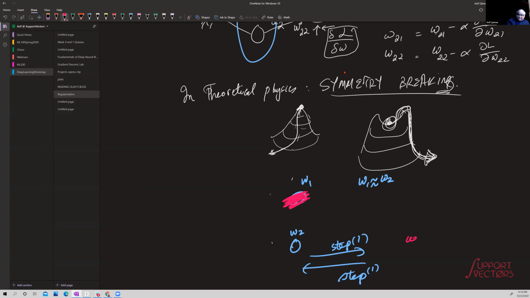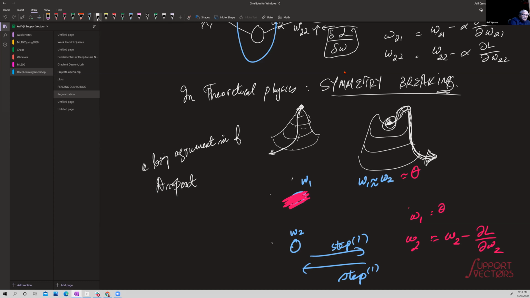So W2 will go to W2 minus whatever the loss gradient with respect to W2 is. W1, and let's say that they are both equal to some value, let me take some value theta. And W1 is still theta. It doesn't change. What have you done? You have broken the symmetry, isn't it? So that's a strong argument, a big argument in favor of using dropout.